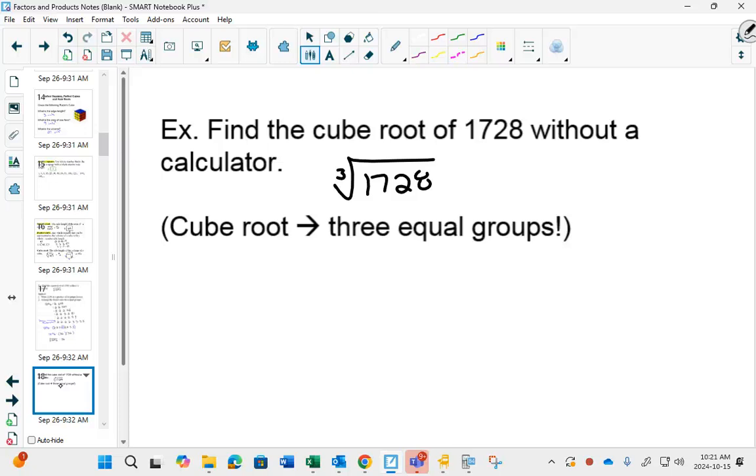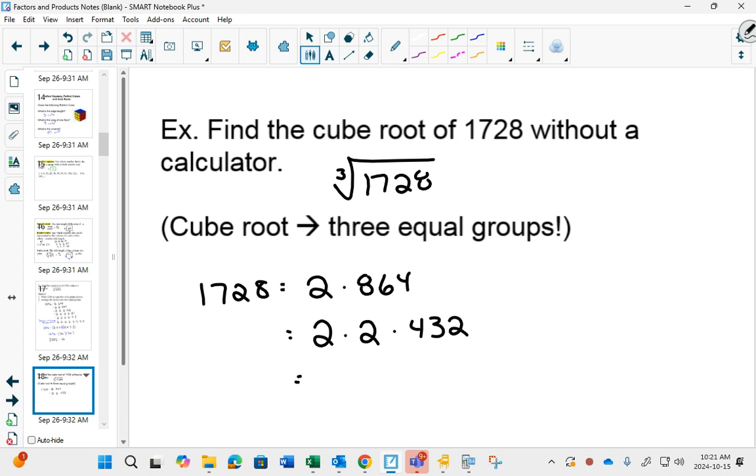So, cube root of 1728. I would start with 1728. I see that it's even numbers. I know I can cut it in half. I hope you get really good at cutting things in half. You're going to get 864, which can get cut in half again. 432, which can get cut in half again.